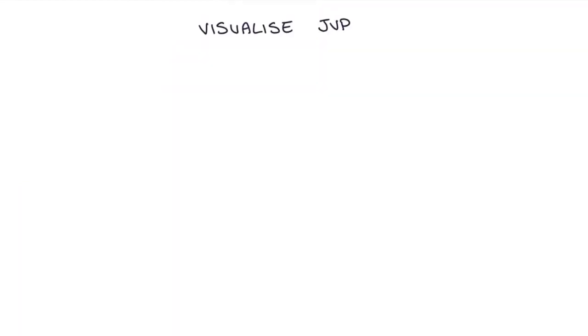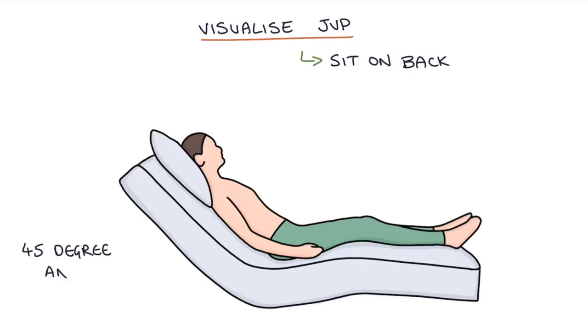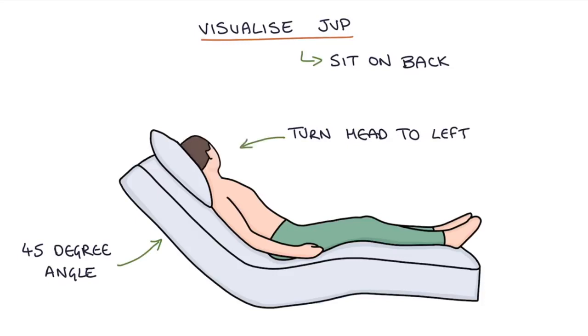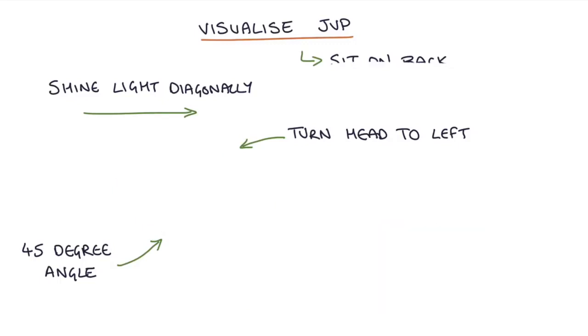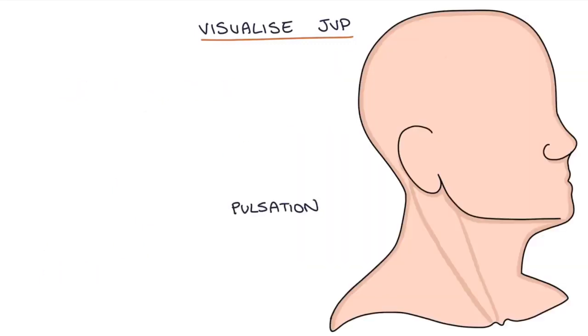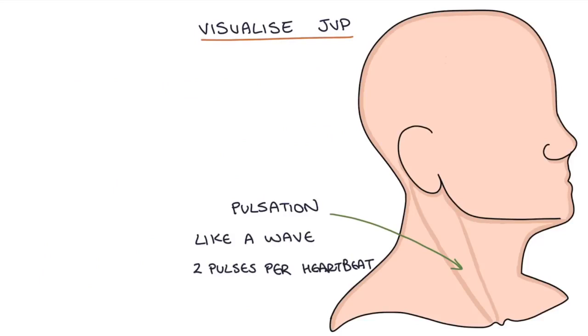So to visualize the JVP, have the patient sit on their back at an angle of 45 degrees and get them to turn their head slightly to the left. And it's quite useful to shine a light diagonally across the patient's neck so that you can see the change in shadows as you get that JVP pulsation. And what you'll see is a pulsation, a bit like a wave in the neck, with two pulses for each contraction of the heart. So if you feel the patient's pulse and watch their neck, for each beat that you feel with your fingers, you'll see two pulses in the JVP.